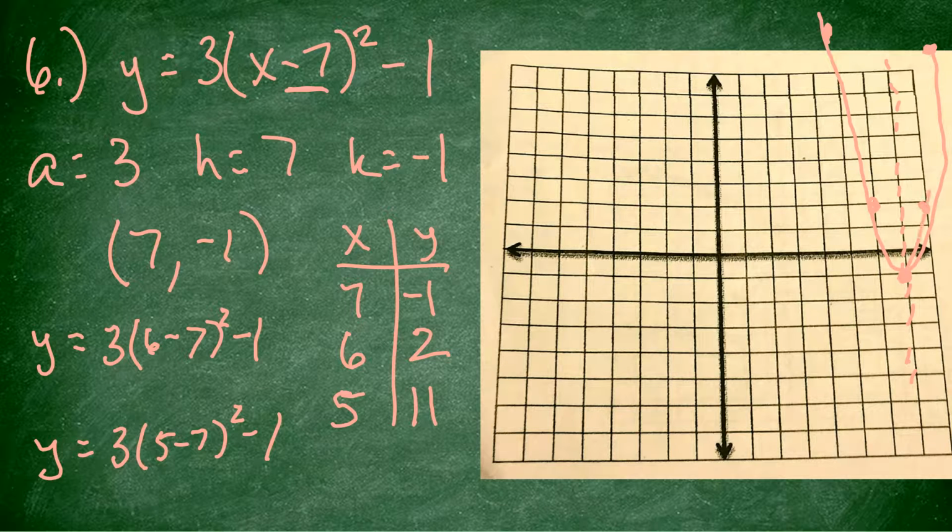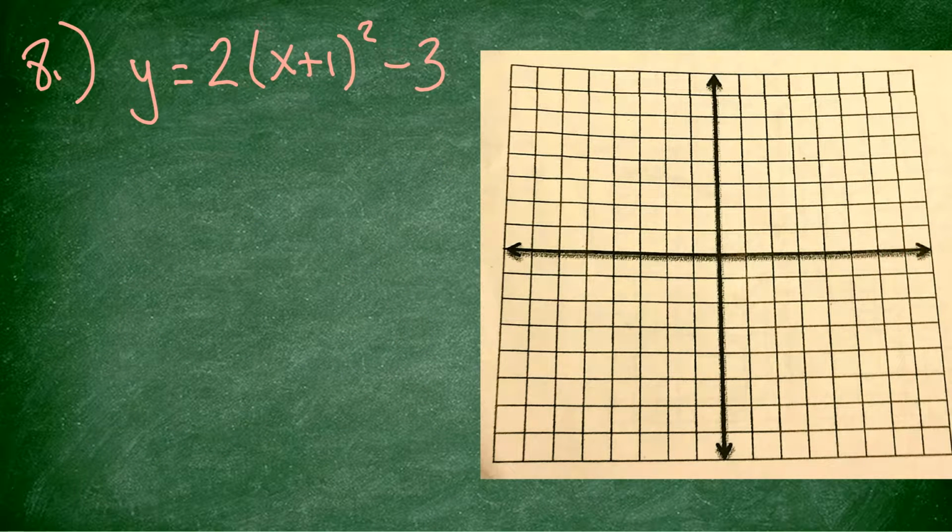It's supposed to be a nice U. I'm terrible at making that, but there you go. Close enough. That's it for 6.